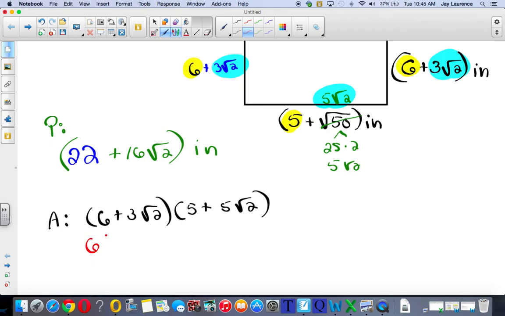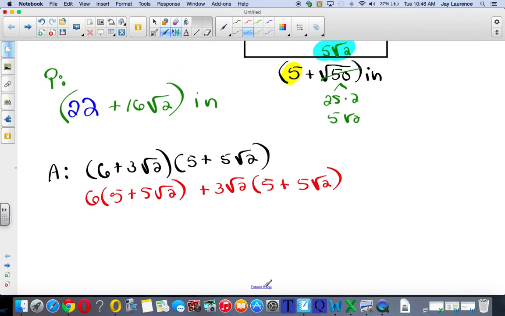And now I'm going to double distribute. I'm going to go 6 times 5 plus 5 rad 2, and then I'm going to go 3 rad 2 times 5 plus 5 rad 2. I'll do that multiplication and I'll combine like terms.